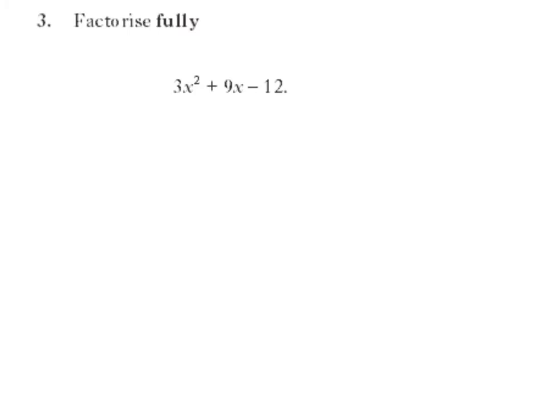Question number 3, we're asked to factorise fully. So we have a trinomial here. What we should spot first of all is that we can take out a common factor of 3. So we'll do that first. We have 3 outside the bracket, leaving us with x squared plus 3x minus 4 inside.